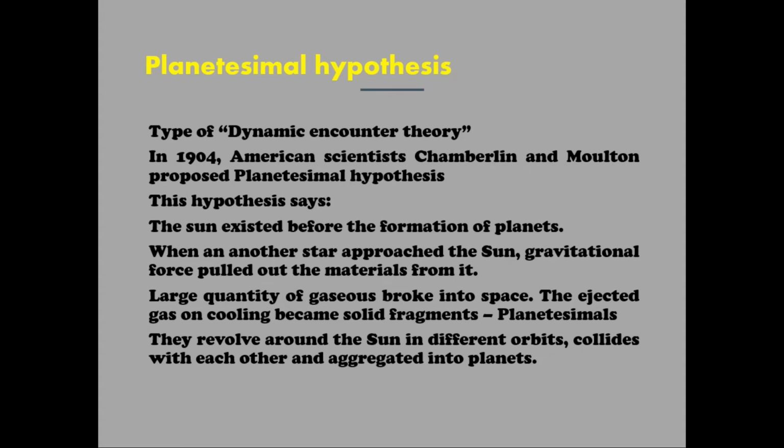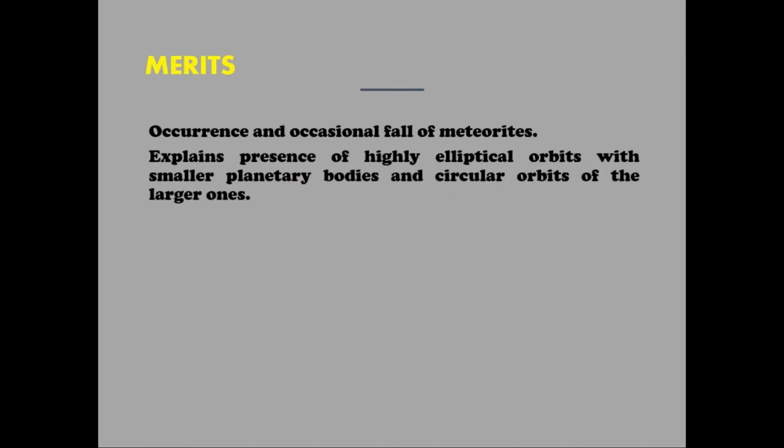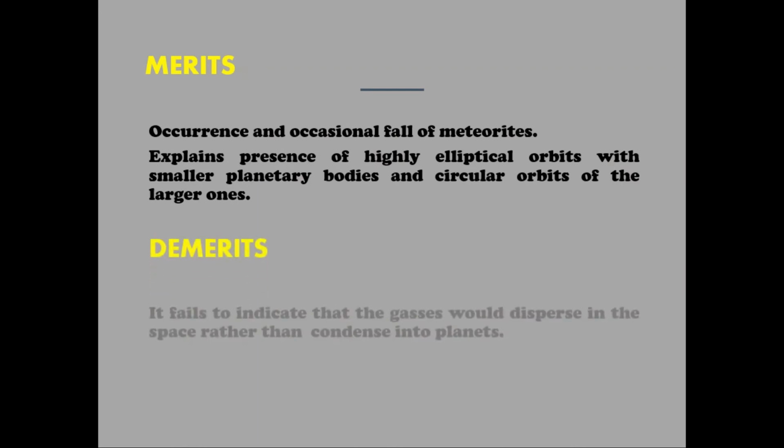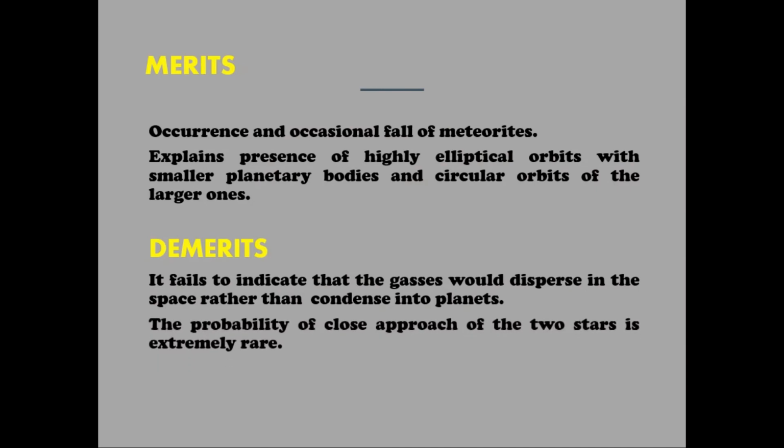This theory also has both merits and demerits. The merits include the occurrence and occasional fall of meteorites, which is the best example of planetesimal theory. Also this hypothesis explains the presence of highly elliptical orbits of smaller planetary bodies and circular orbits of larger ones. Coming to demerits, it fails to indicate that gases would disperse in space rather than condense into planets. Also, the probability of close approach of any two stars is extremely rare.